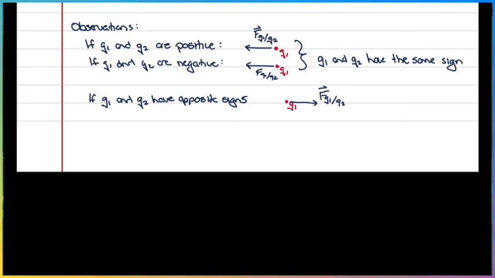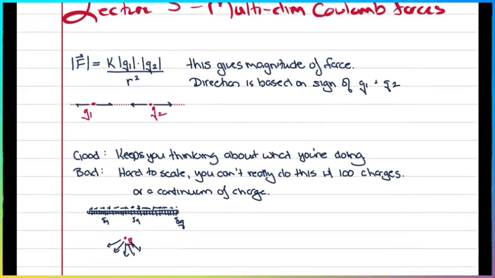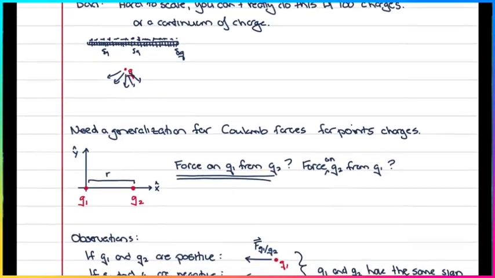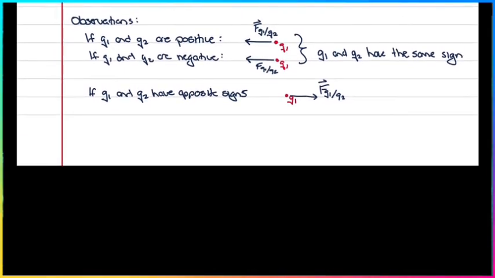Because essentially, I want to be able to write something generic that also doesn't necessarily have these absolute values, for example. I want to get rid of those absolute values. So that if they have the same sign, Q1 times Q2 is going to be a positive number. Might as well just write that down to remind ourselves.